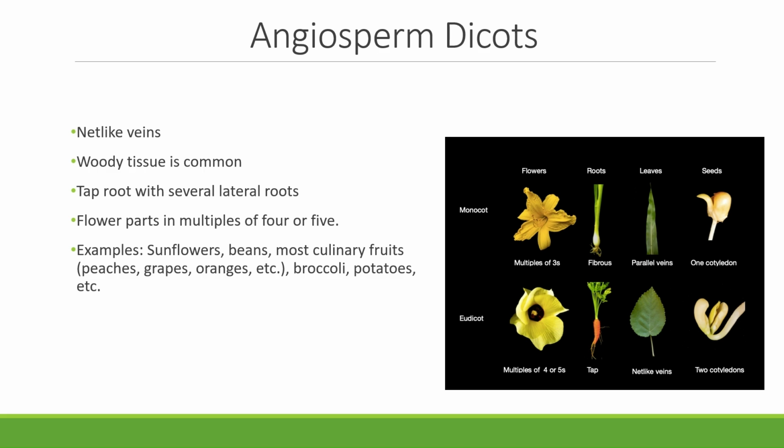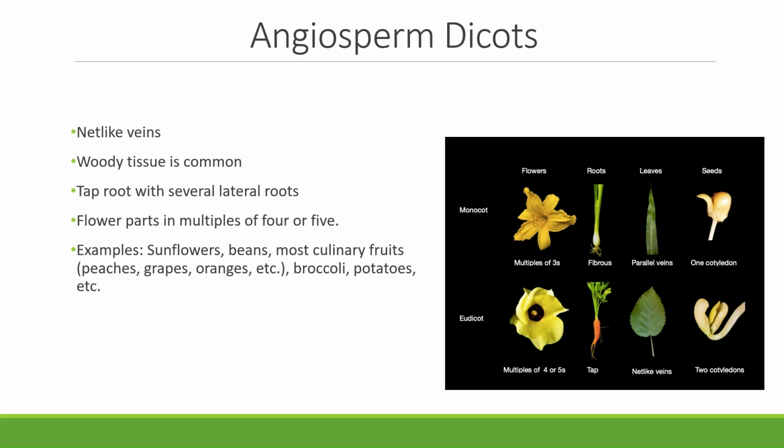Their leaf veins, if you look right down here at the leaf of the eudicot, you'll see that it actually forms a net-like or branching pattern where the veins come off to the sides instead of running parallel the whole length of the leaf. Woody tissue with secondary growth is quite common in this group, and this allows many dicots to become large trees and shrubs. They usually develop a taproot with several lateral roots branching from it.